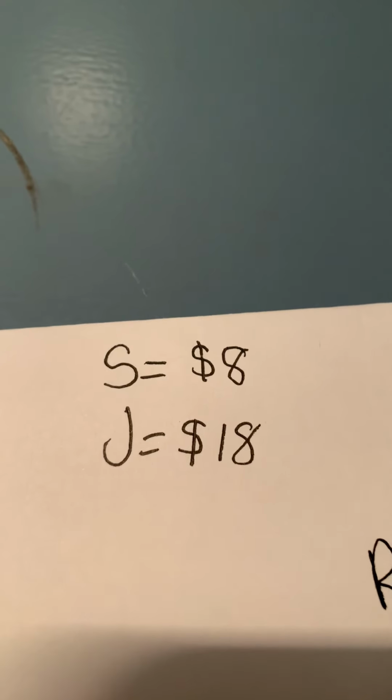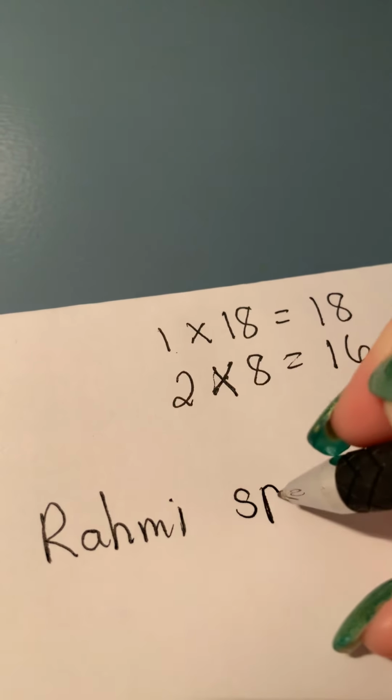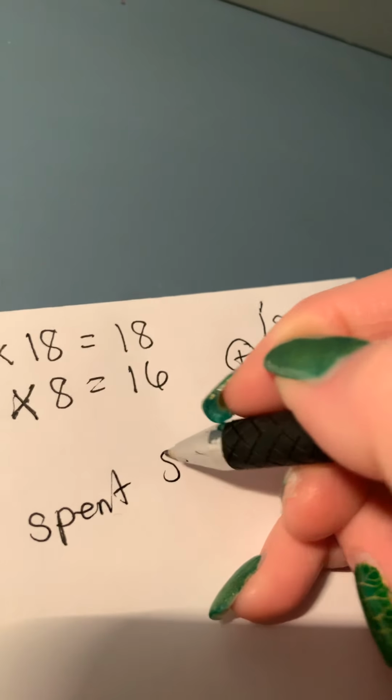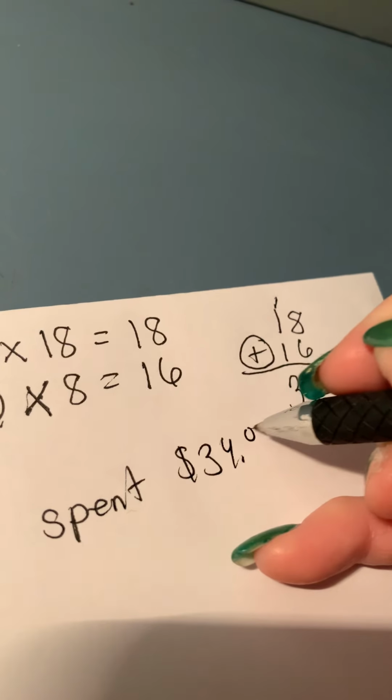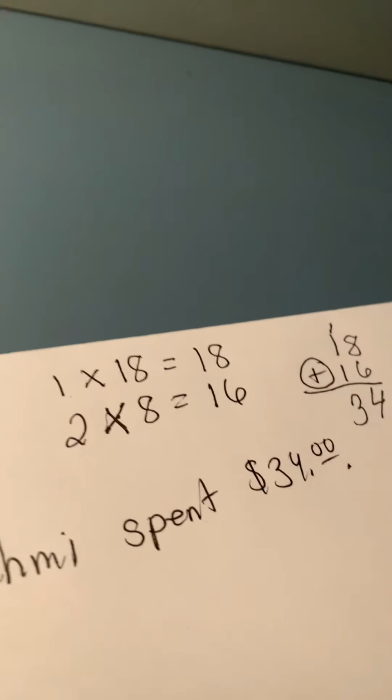So we write it like this. Rami spent $34. Okay, and that's the end of number one.